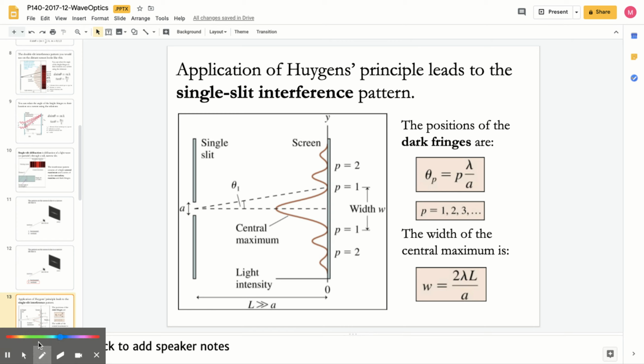This equation, theta P equals P lambda over A, actually comes from Young's double slit. So if I have, let's make this A sine theta equal to P lambda. Oops. Sorry, I think I will try to erase that and start over and make that look a little better.